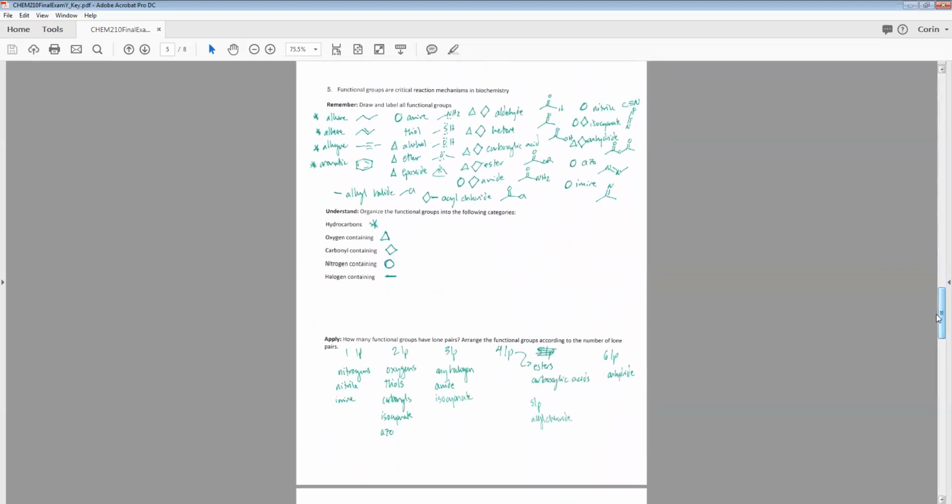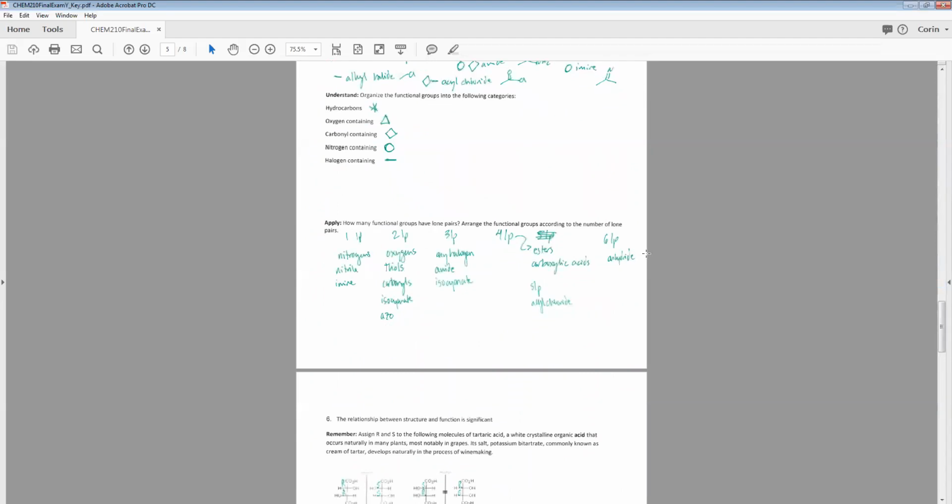Functional groups are critical to reaction mechanisms in biochemistry. So if you're going to draw and label out functional groups, again, you can use symbols to help you categorize them. So alkanes, alkenes, alkynes, aromatics are all of your hydrocarbons. Amines, thiols, alcohols, ethers, epoxides, as well as aldehydes, ketones, carboxylic acids, esters, amides, nitriles, isocyanates, anhydrides, azos, imines, and acyl chlorides are all great examples.